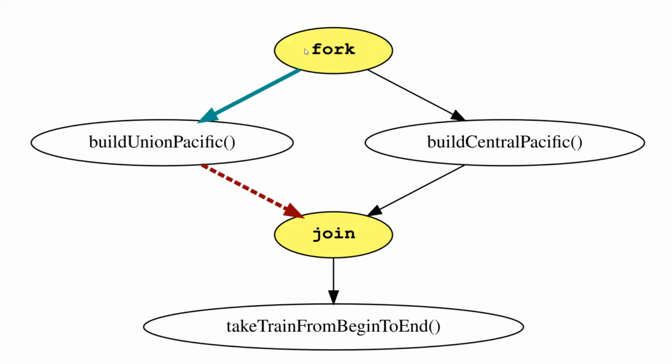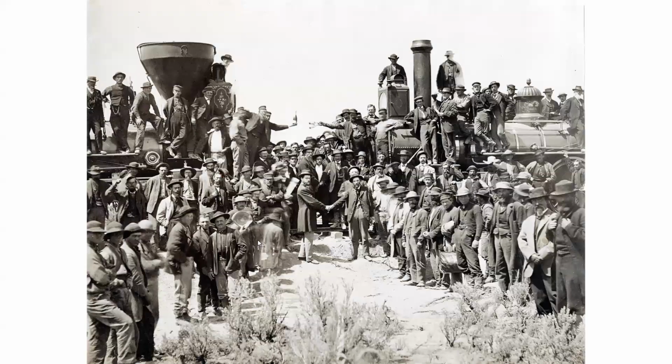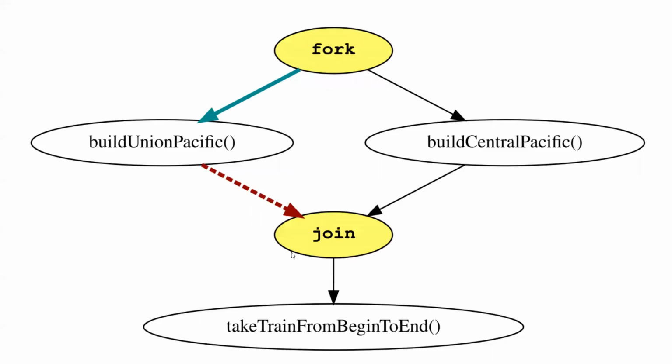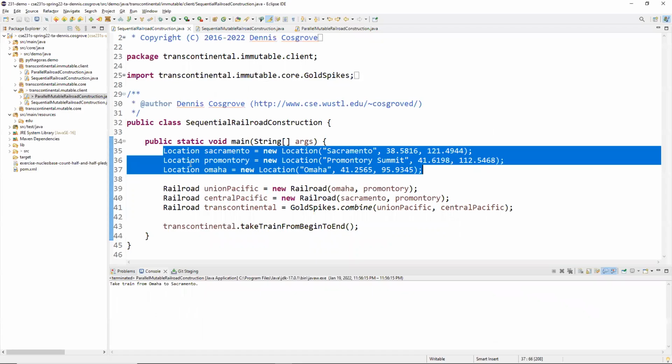So we're going to create a fork in the road and have each half built in parallel. We'll join up in Promontory Point, and you can build this with fork, or you can use void fork because we're going to use the mutable edition this time, which doesn't return values from things.